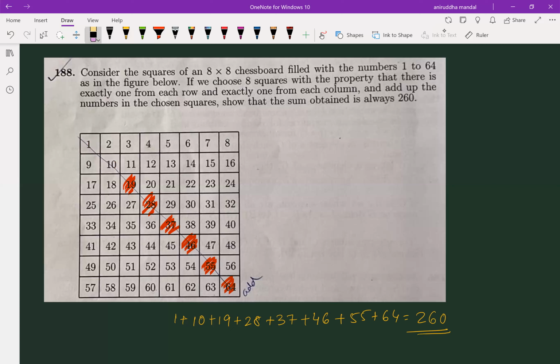If we take any other combination, say suppose we take this first number, then this is the second number, then this is the third number, then the fourth, the fifth, the sixth, the seventh, and this is the eighth number. So the sum is also 260: 2 plus 12 plus 23 plus 32 plus 38, 43, 49 and 61. This is also 260, and so on.